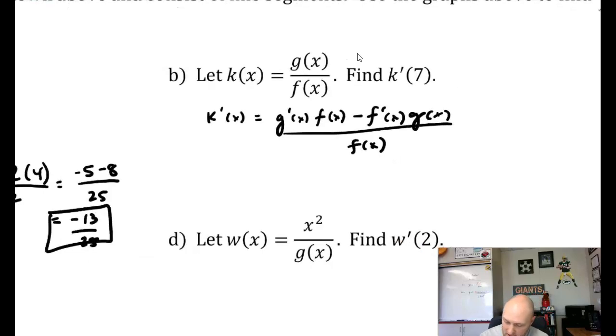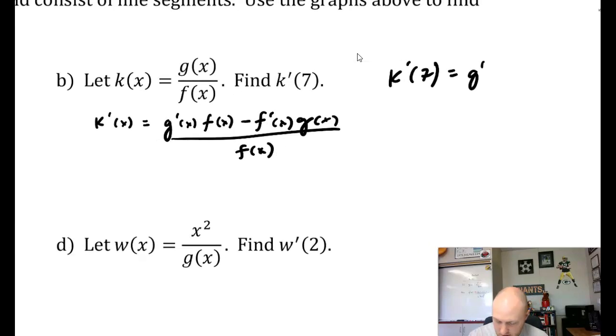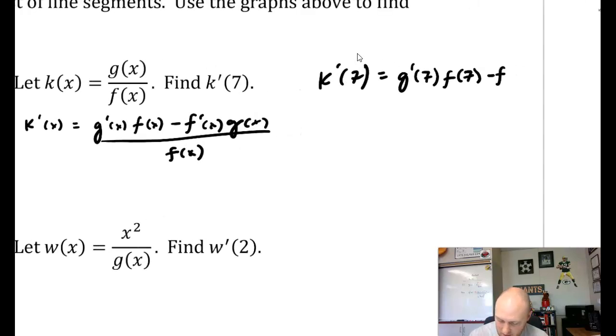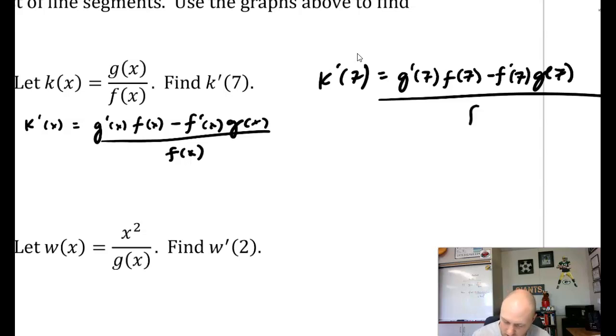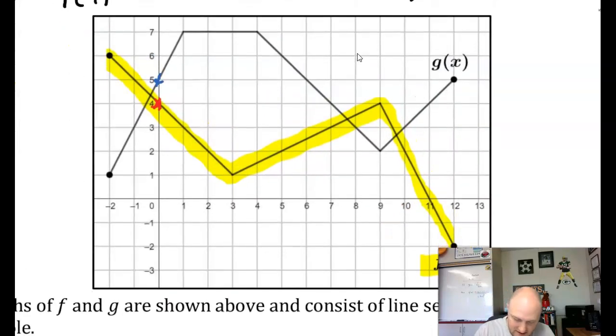And then in order to find k prime of 7, we're just going to drop in those values. So g prime of 7 times f of 7 minus f prime of 7 times g of 7, all over f of 7 squared. Okay, so we need to know what those function values are, so we're going to go to our graph and find 7. So it looks like it's 7.